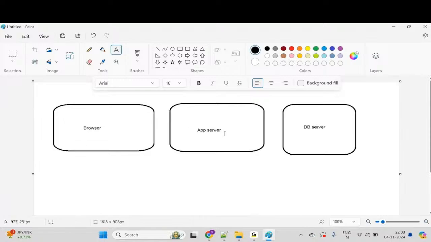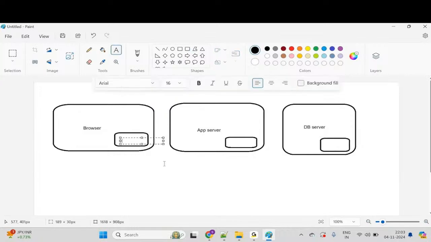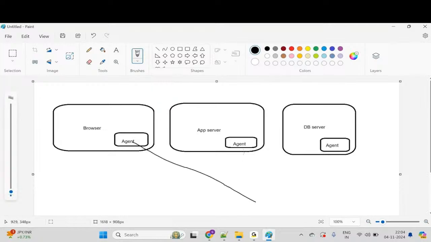So browser, app server, DB server, right? I'm giving a simple representation. So how every APM tool will work is that they'll install something called an agent. This agent is nothing but a piece of software. This piece of software will do the actual activity. This agent is designed to collect the information at browser level, app server level, DB server level. It will collect the data and send this collected information to the tool.